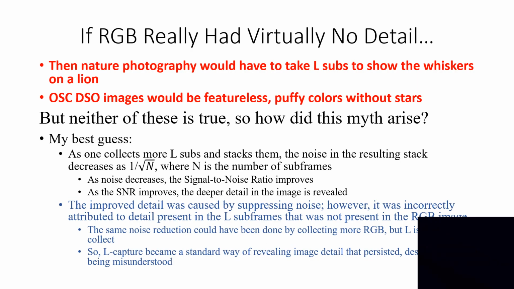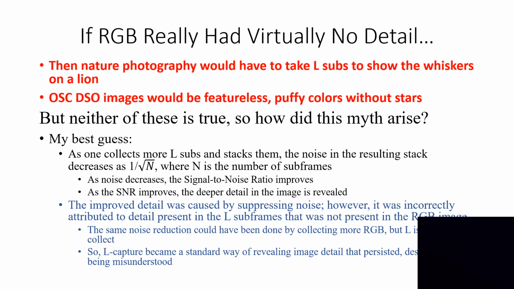If it were true that all the detail was in L and there was no detail in RGB, then nature photographers would take L images when they're taking pictures of the whiskers of a lion or a butterfly wing or what have you, because they couldn't capture it if they didn't take the L. Well, they don't, because of course RGB already has that information in it. Color imagers would only be able to capture puffy colors, probably without stars for their images, and they capture details. We know that that idea is false, but it persists.